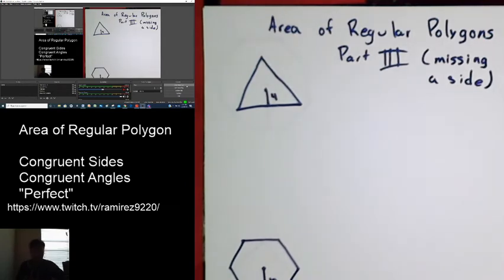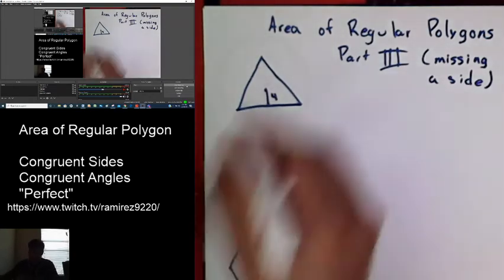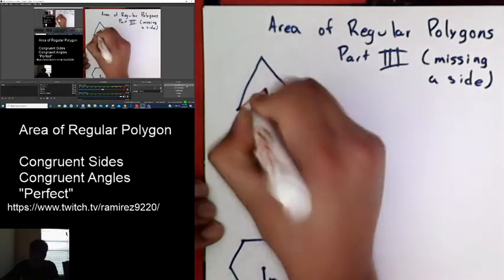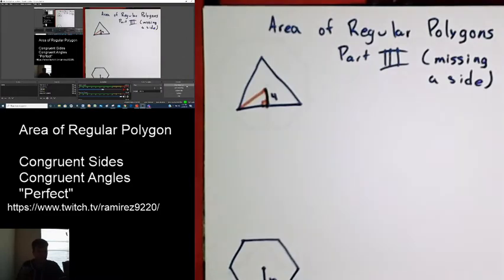Basically, instead of solving for the apothem, we're going to use the apothem to solve for the missing side. And it's going to follow the same concept from the other one. You need to work with a right triangle of some kind.